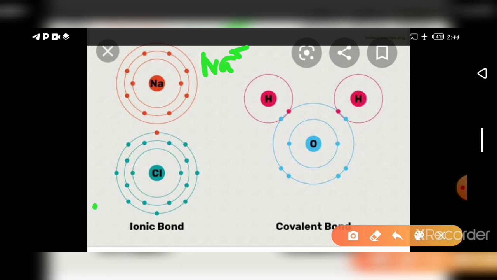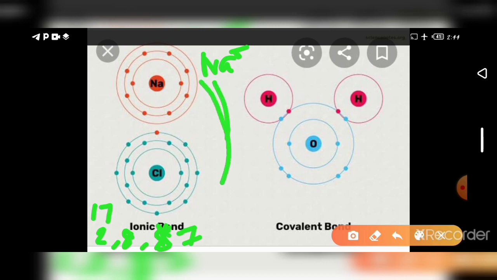Okay, next here you see chlorine. The atomic number is 17. The first shell contains 2 electrons, the second shell contains 8 electrons, and the third shell, not 8 electrons, contains 7 electrons. See here, so it gains 1 electron from sodium. That electron it gains gives it 8 electrons in the outer shell. So it forms Cl minus.